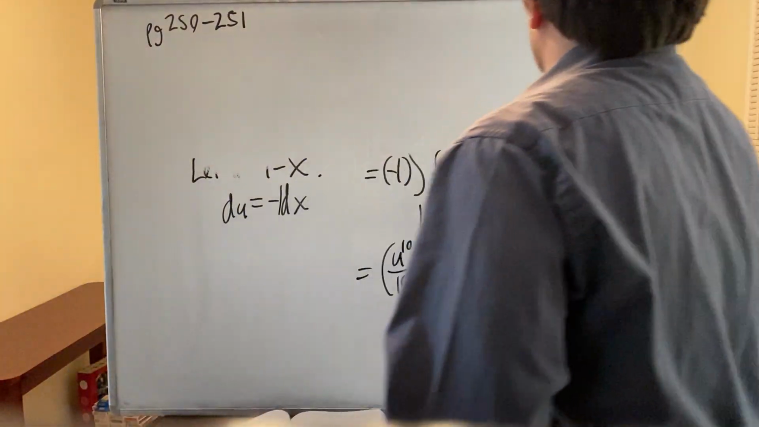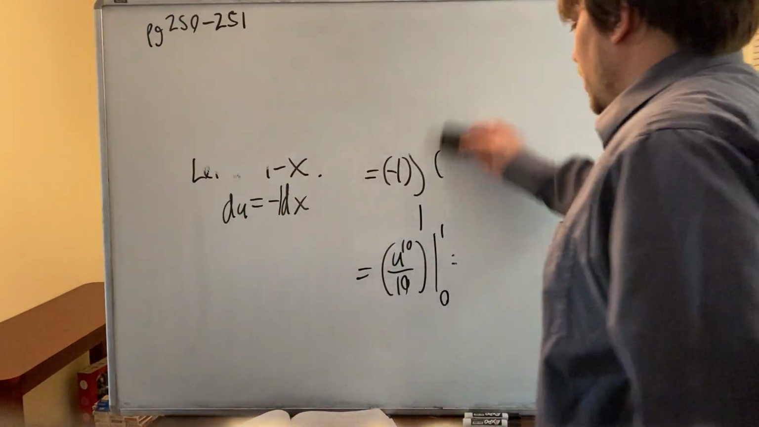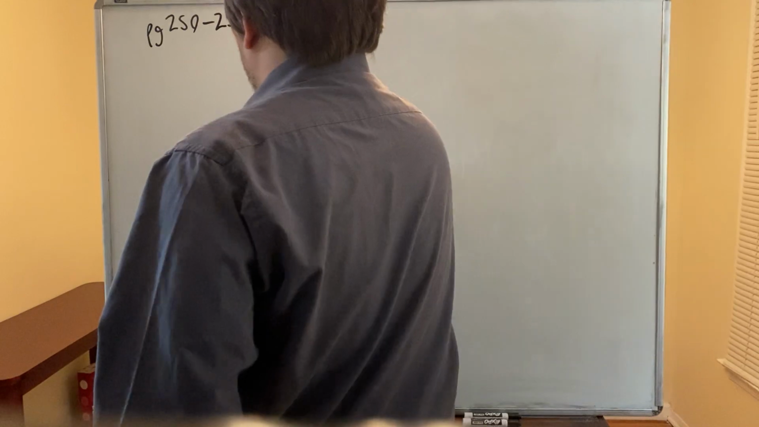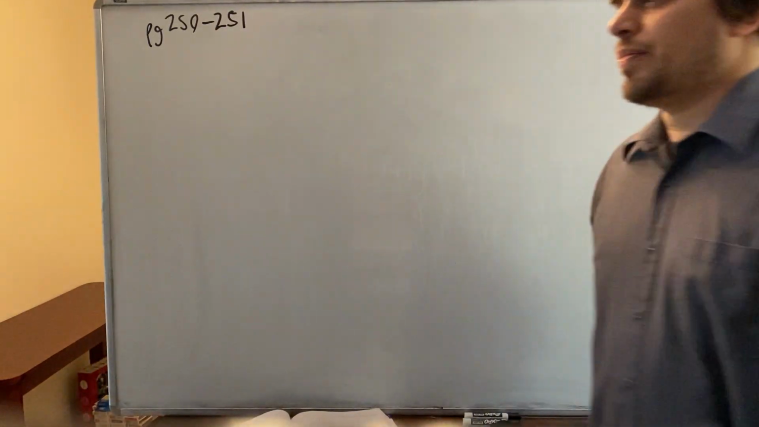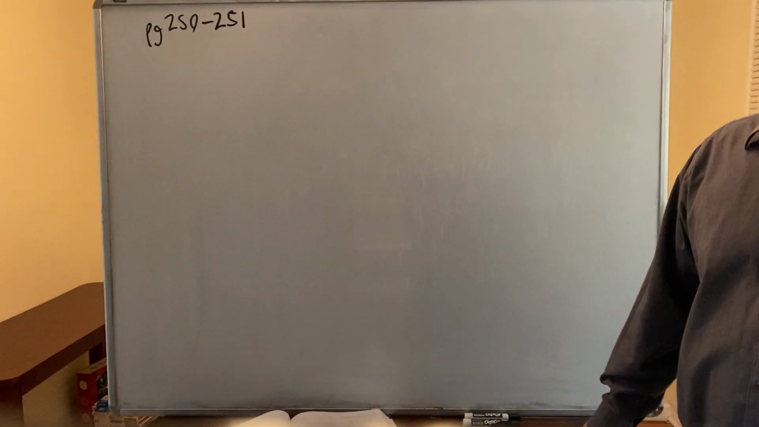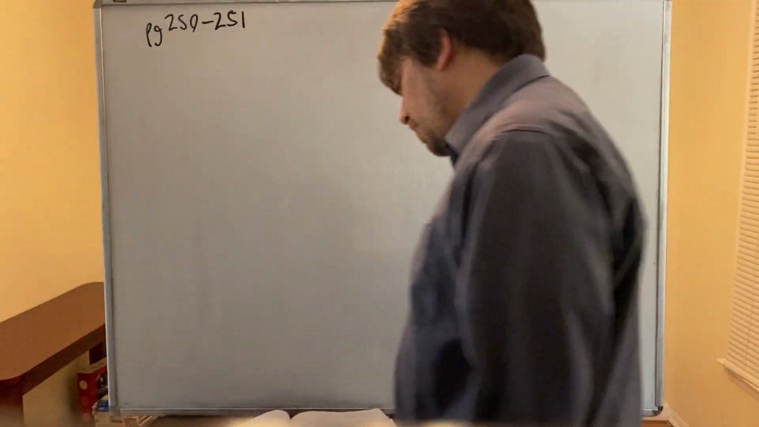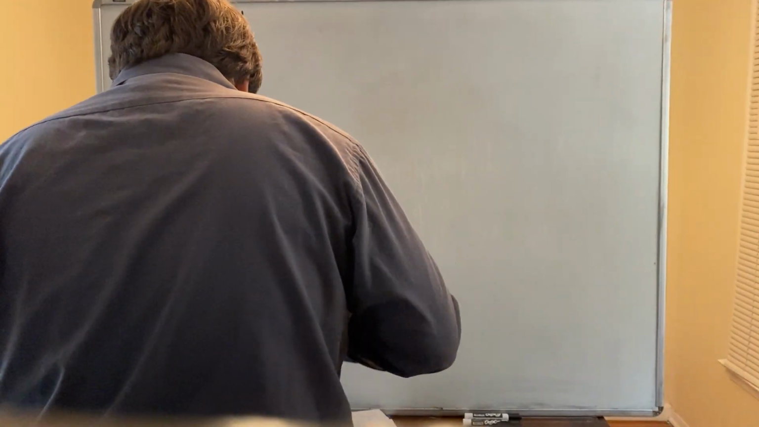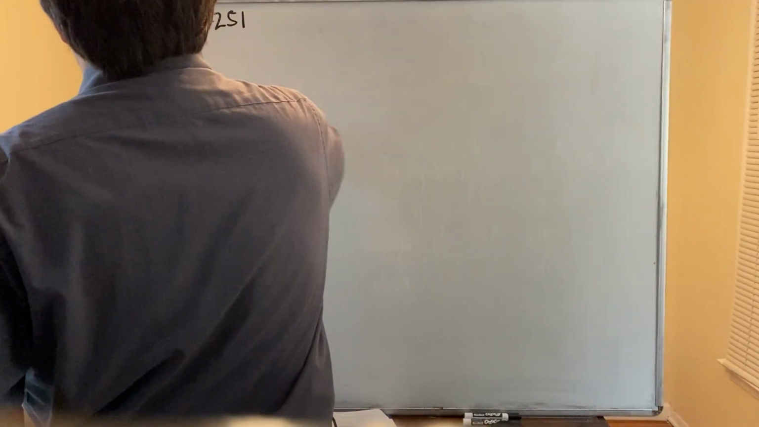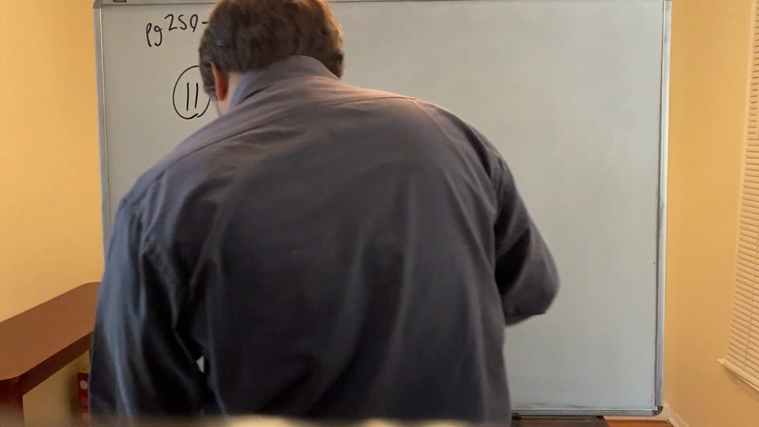Okay, so now we've seen two examples in this lesson of calculating a definite integral. The first one used the evaluation theorem. Well, they both use the evaluation theorem, but this one also used the substitution rule. Okay, here's another definite integral, number 11. We're going to evaluate this definite integral also.